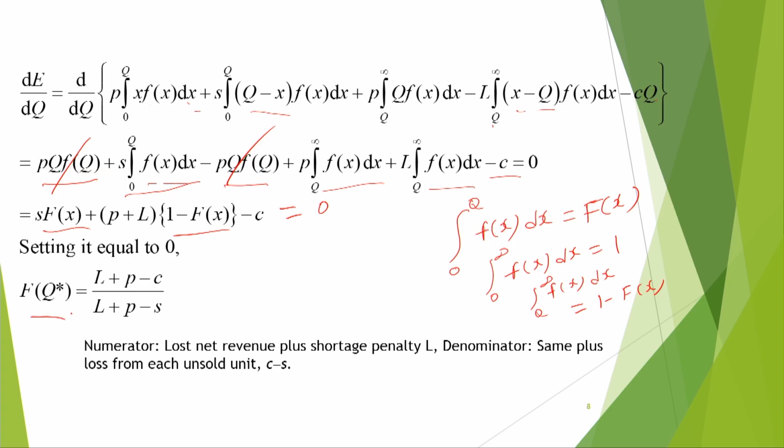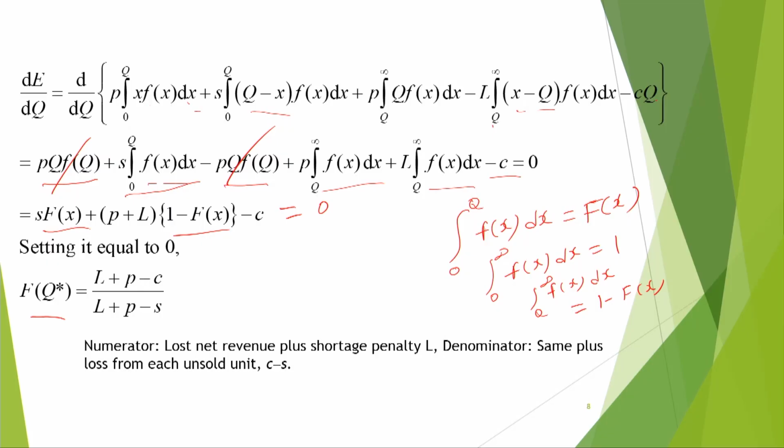So, then we will get the optimum quantity q star. Therefore, optimum quantity becomes F(q star) is equal to L plus p minus c divided by L plus p minus s. So, from this it is obvious, L plus p minus c, the numerator is basically lost net revenue, that is plus shortage penalty L, that is this one. So, this is something like p minus c. So, therefore, we have p minus c per unit, we have price and this much. So, we have lost net revenue.